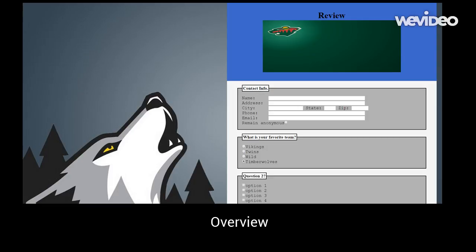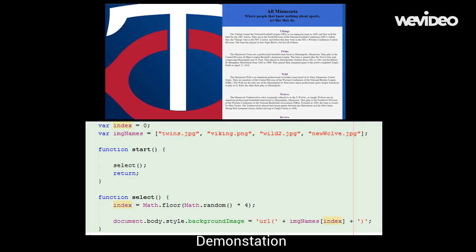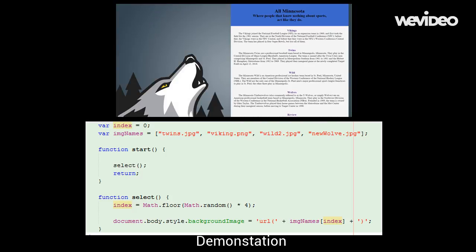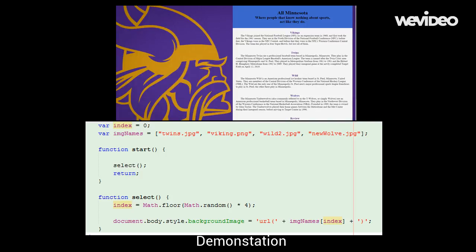In the index page, with the use of an array, a variable, a function, and the onload event, I was able to create a random background generator that sets the background to one of four images each time the page is loaded. The content of the page is held in a div that has a fixed width of 50% and is floated to the right, leaving a view of the background image on the left.